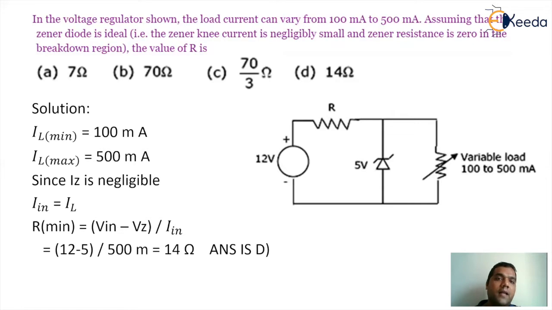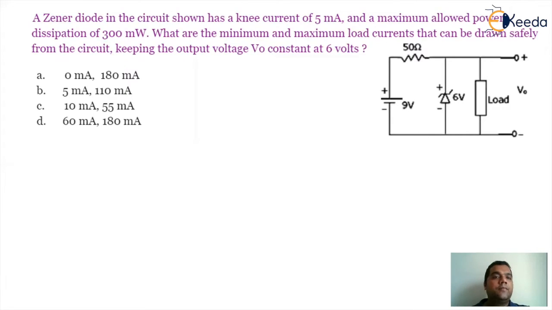So the correct answer for this question is 14 ohm. The value of R is 14 ohm. Answer is option D. Next question.